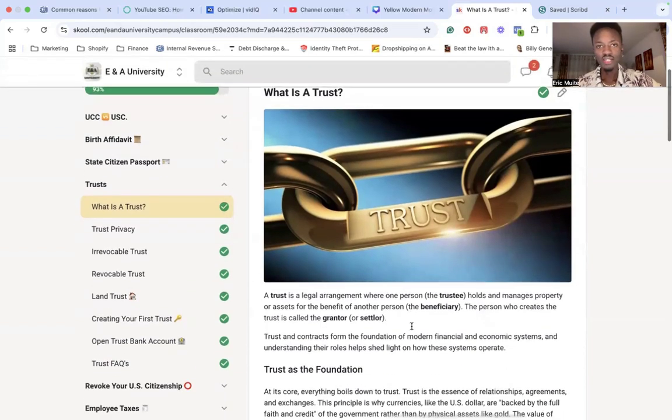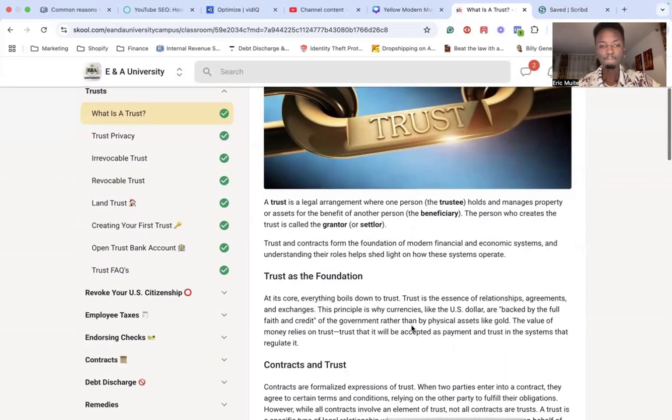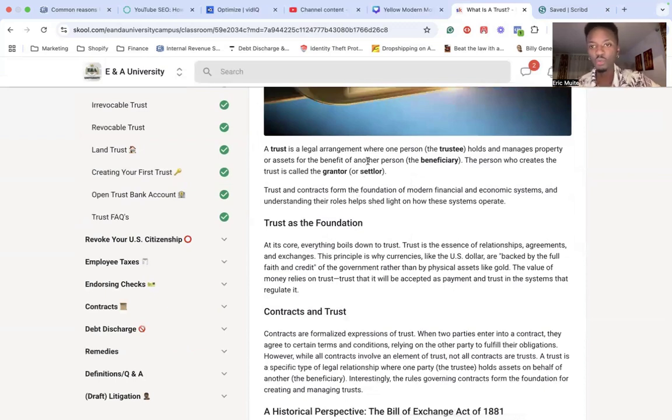So to get started, guys, what is a trust, right? So the trust is an arrangement where a person who is the trustee, right? So the trustee in this particular case is going to be you, right? And the trust is going to be your all caps name, because you're going to be the trustee of your trust. Your trust is your all caps name.